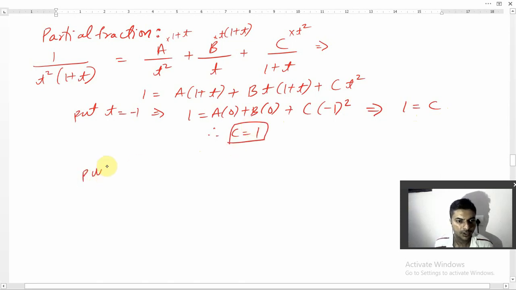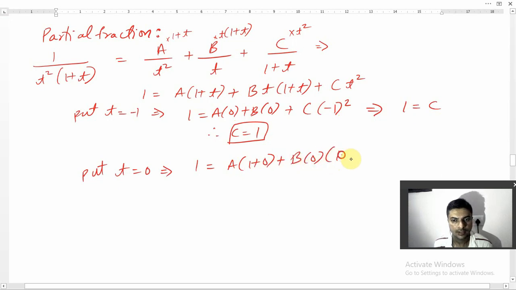Next, what I have to put here, students, so that I should get the next value? I am just thinking to put t is equal to 0. Okay, let us see. 1 is equal to a times 1 plus 0 plus b, this is going to give you 0, plus c, this is again 0. Easily one can identify this, all terms will get cancelled, and a is equal to 1. I'm going to get it easily.